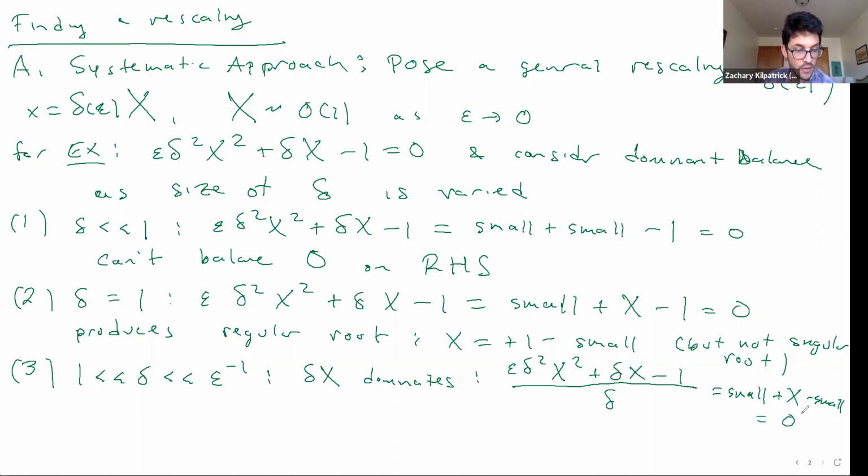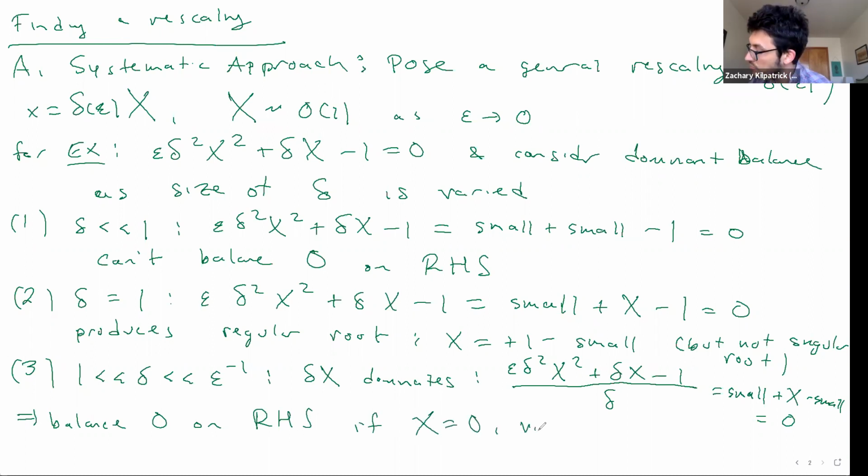Equal to 0. So this implies that it will balance the 0 on the right-hand side if x is equal to 0. But this is going to violate our assumption that x is of order 1.